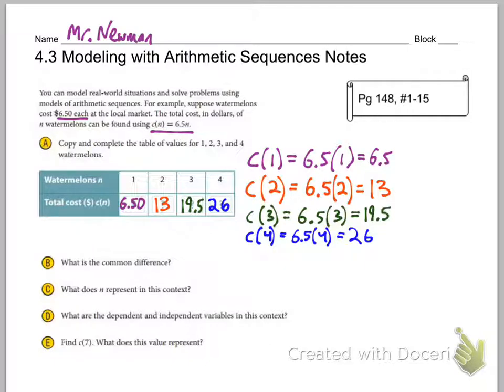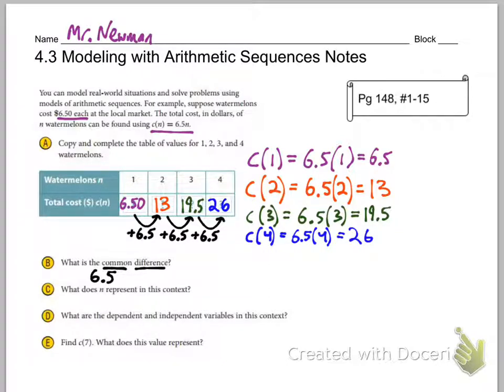Now, what is the common difference? Well, remember, common difference is just that word for how much the sequence changes by each time. So to do that, I'm going to draw my little arrow and go, all right, how much did that go up or down by? It went up by 6.5. Each one went up by 6.50, so the common difference is positive 6.5.